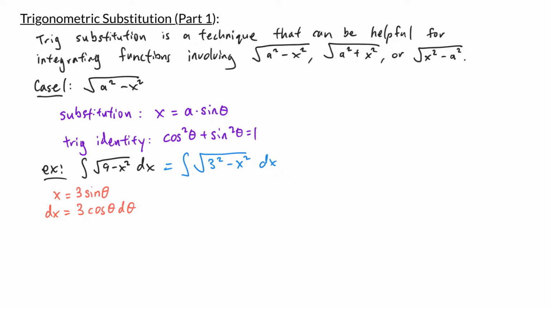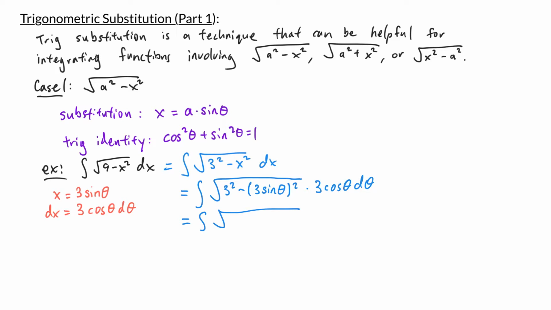So when we make our substitution, our integral becomes the integral of square root of 3 squared minus 3 sine theta squared, and then the dx gets replaced with 3 cosine theta d theta. So now our integral is in terms of thetas. So let's simplify this a little bit. This is the integral of square root of 3 squared minus 3 squared sine squared theta times 3 cosine theta d theta.